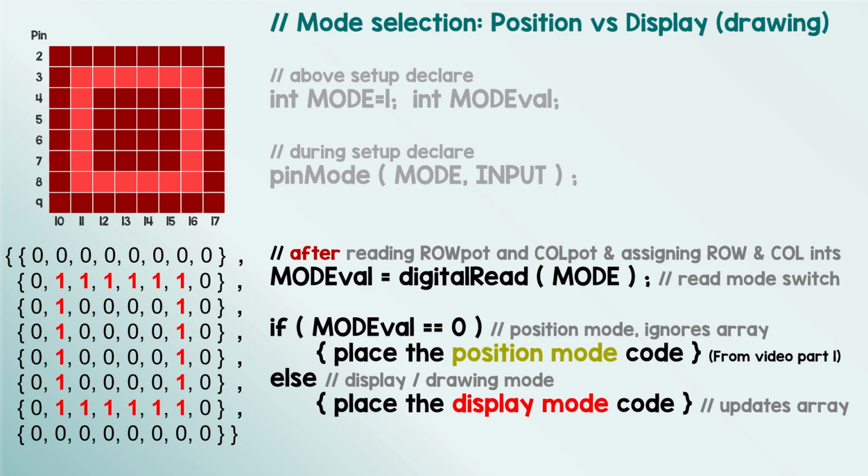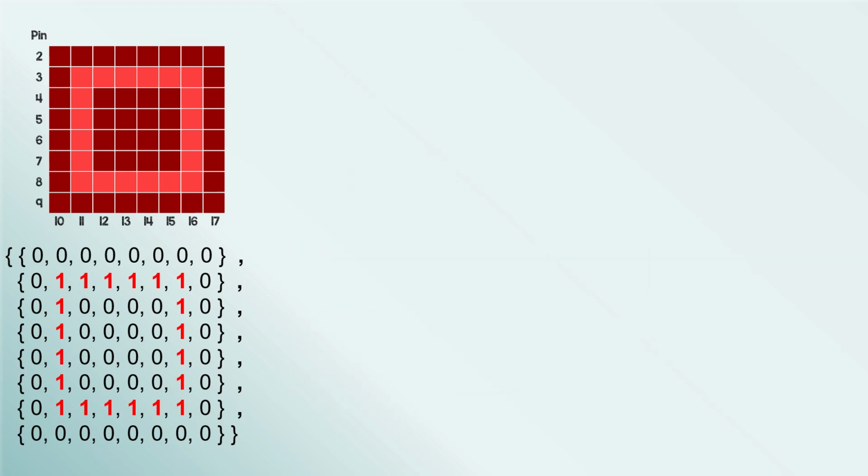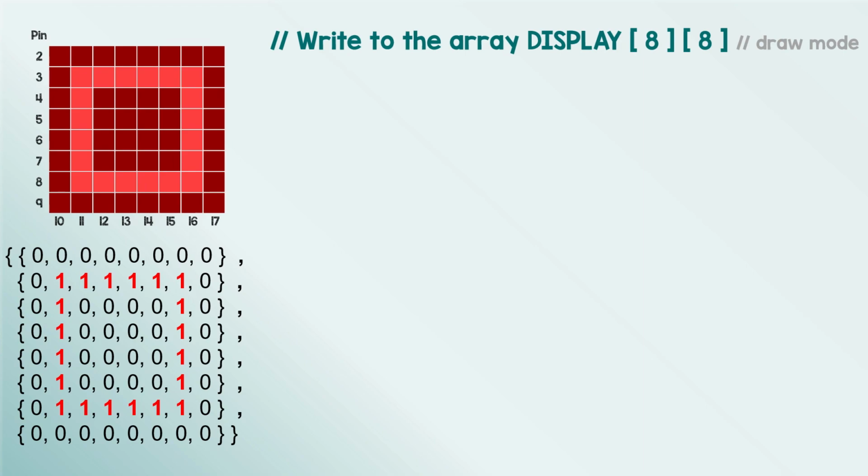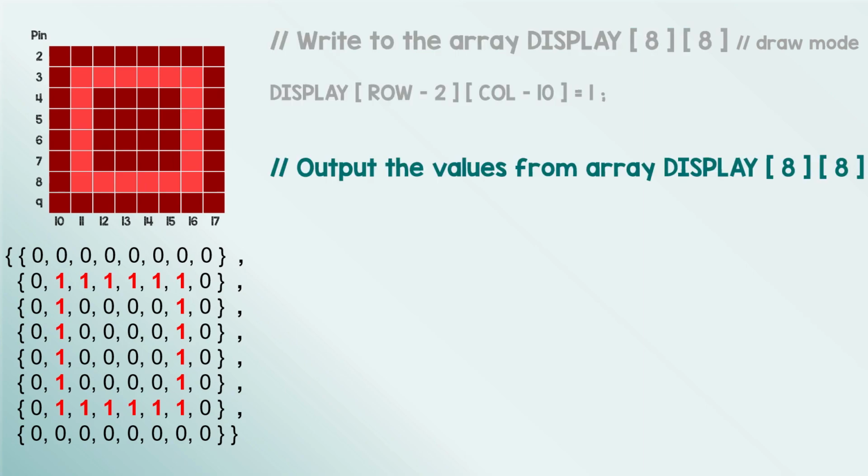If the mode value from the binary switch is 1, then we go into display or drawing mode, and this updates the array. That's the fun part. So to write to the array, to set the 1s in it, we use the following code, as in draw mode or display mode: display[row - 2][col - 10] = 1. And then to output the values from the array, we do the following.